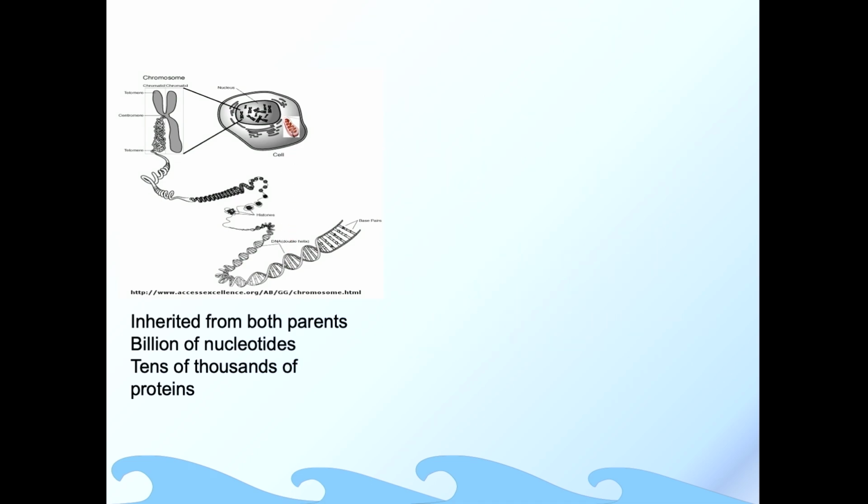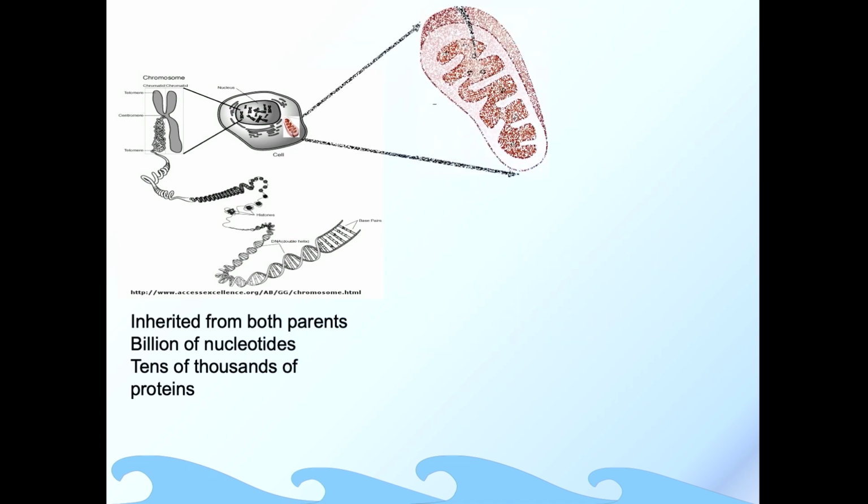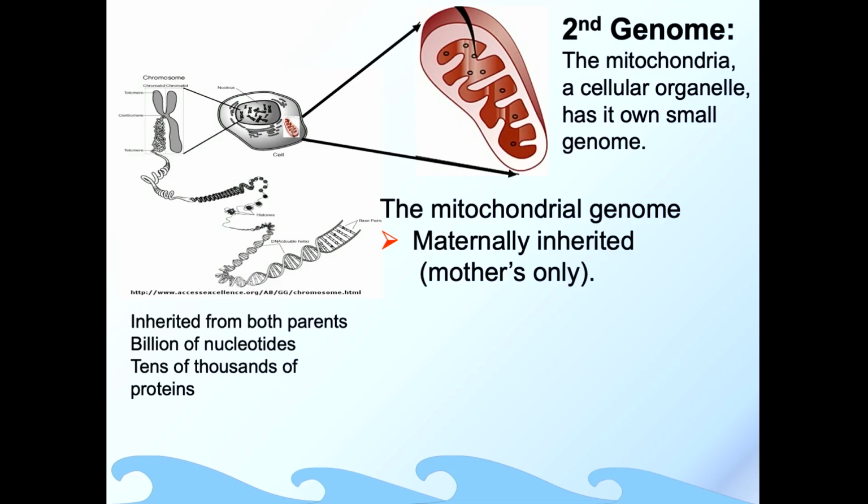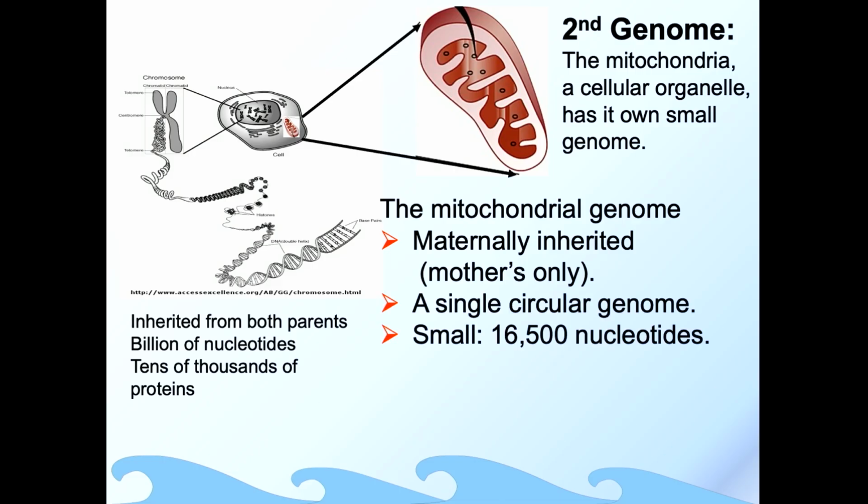Alternatively, there's the mitochondria. Almost every cell has mitochondria, and it has a second genome. The mitochondrion is a cellular organelle, like I said, in almost all cells. It's only inherited from your mother. It's a singular circular genome. It only has 16,000 base pairs versus billions of base pairs in the nuclear genome. And it only codes for 13 proteins.